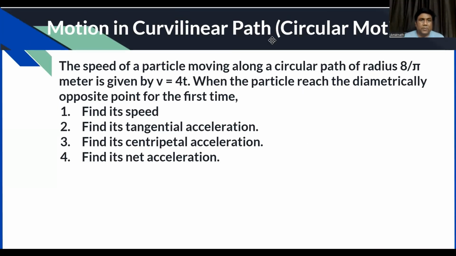Well, the question is: the speed of a particle moving along a circular path of radius 8 upon pi meter is given by v equal to 4t. So here also speed increases, na? When the particle reaches the diametrically opposite point for the first time, find its speed, find its tangential acceleration, find its centripetal acceleration, and find the net acceleration.